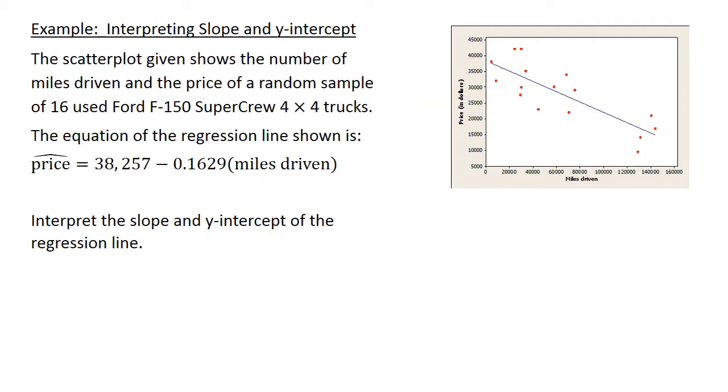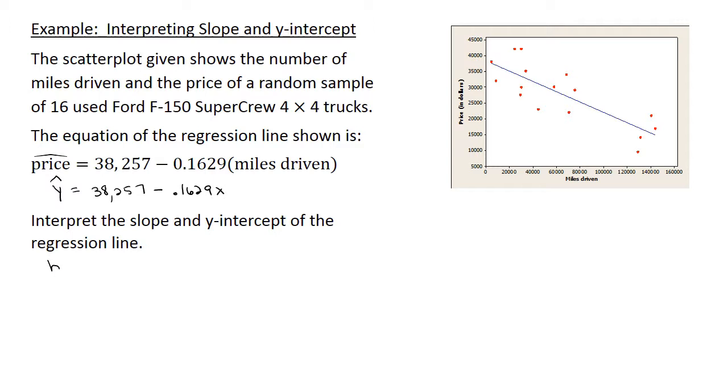The scatter plot shown gives the number of miles driven and the price of a random sample of 16 Ford F-150 trucks. The equation for the regression line is price hat equals 38,257 minus 0.1629 times the number of miles driven. So this is y hat equals 38,257 minus 0.1629x. We'll let x be the number of miles driven.